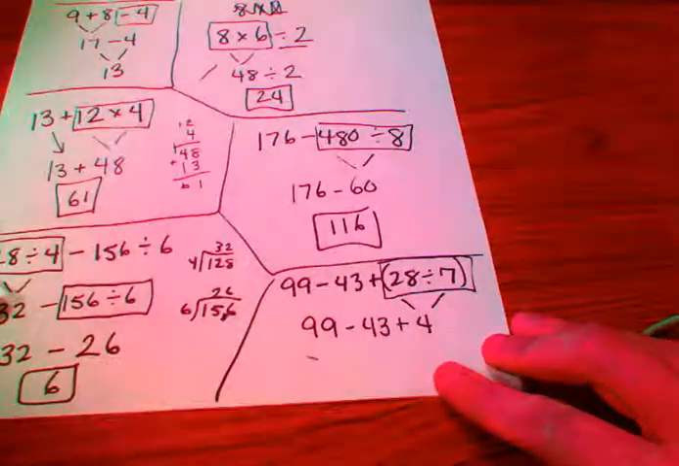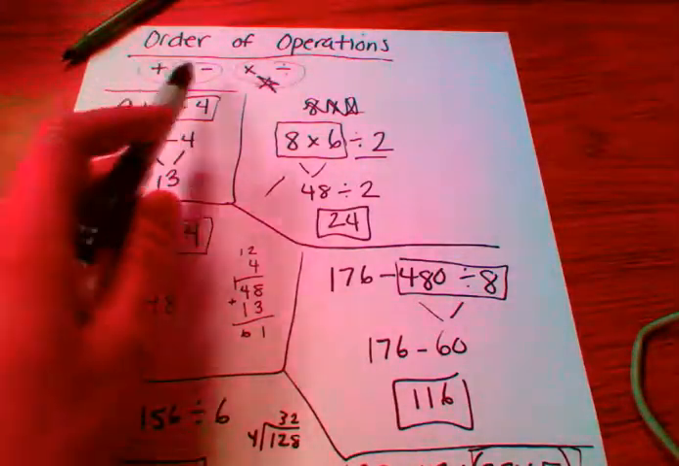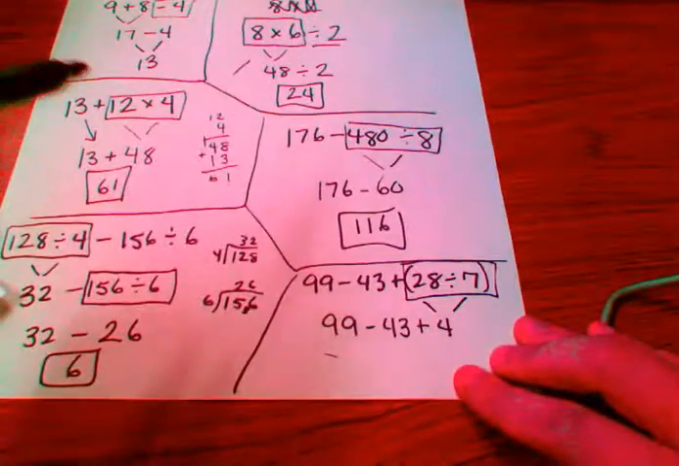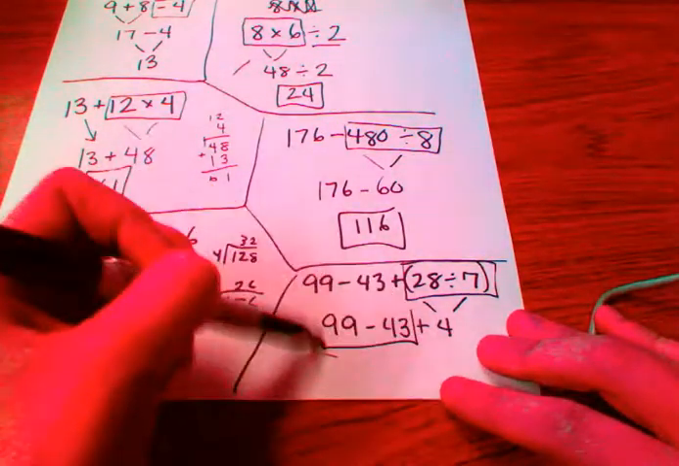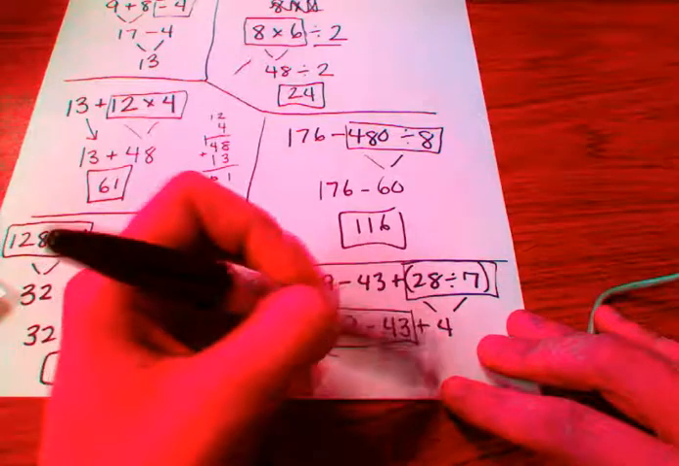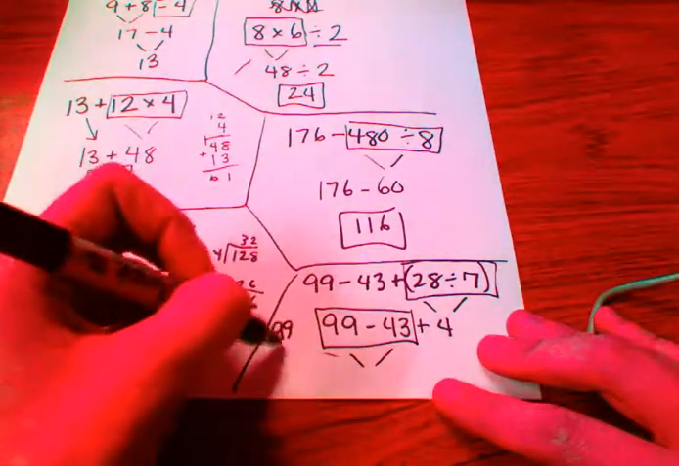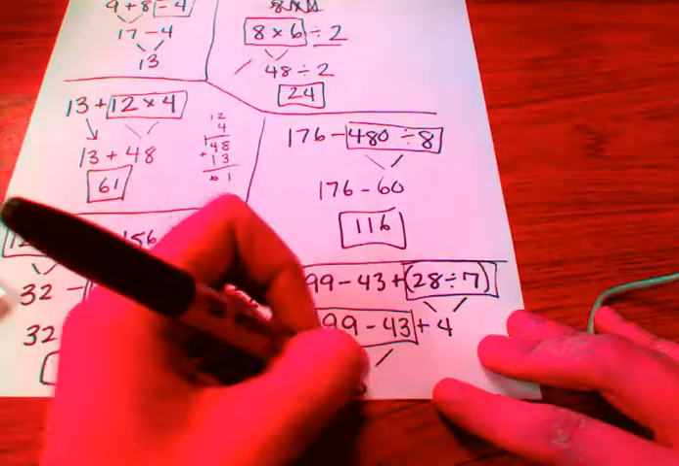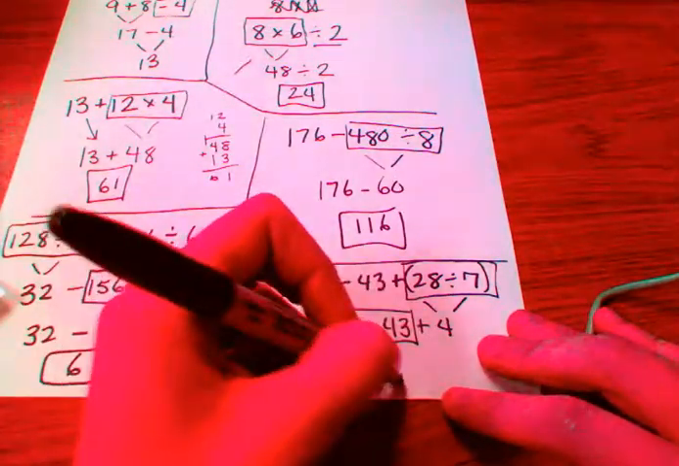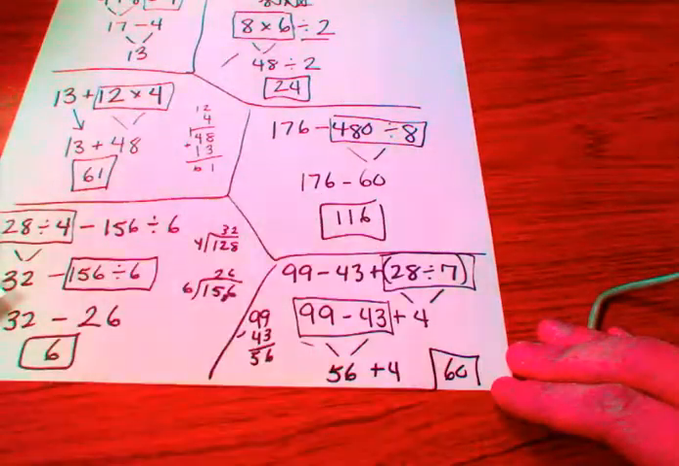Now I see I've got subtraction and addition. Those both live in the same world up here. So I just have to figure out which is first based on the order they're in. I move left to right. So I'm going to first subtract 43 from 99. I'll add the 4 and bring it down later. 99 minus 43 is 56. Bring down my add 4, and 56 plus 4 is 60.